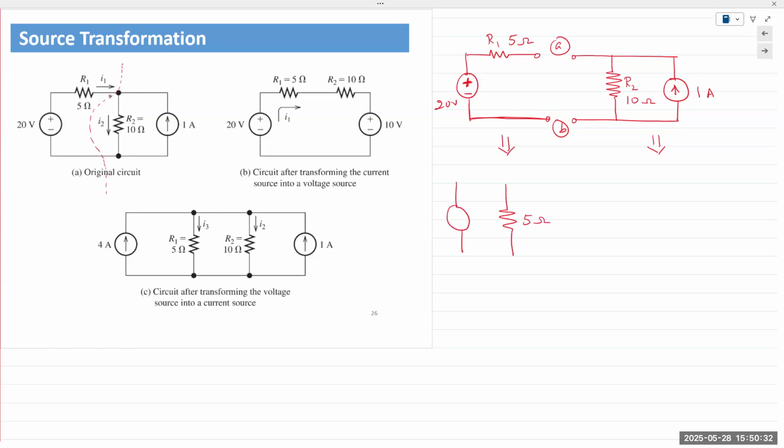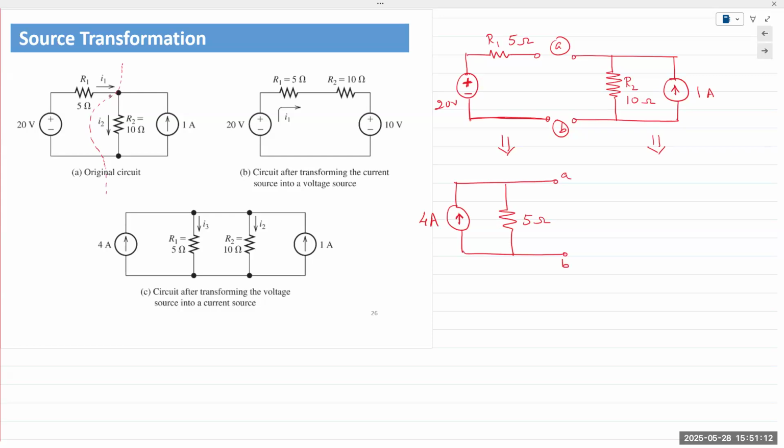The value of that current source can be given from Ohm's law. So the voltage source is 20 volts, R1 is 5, current I is V over R, so 4 amps. And 4 amps going from minus to plus, the source current always flows from minus to plus. So this would flow in the upwards direction. And then the terminals remain the same, A and B.